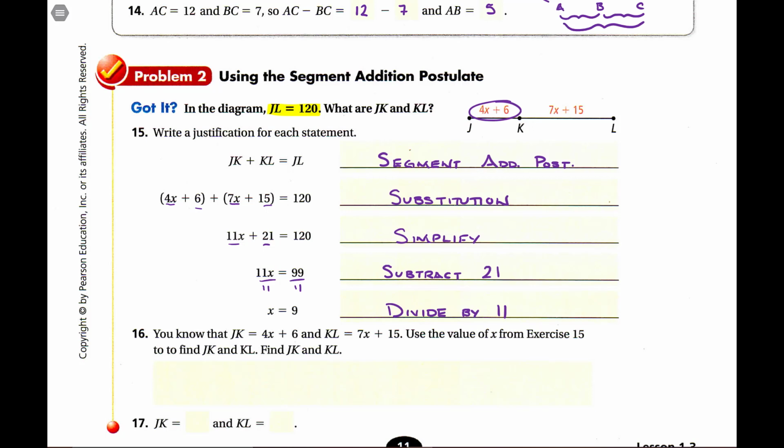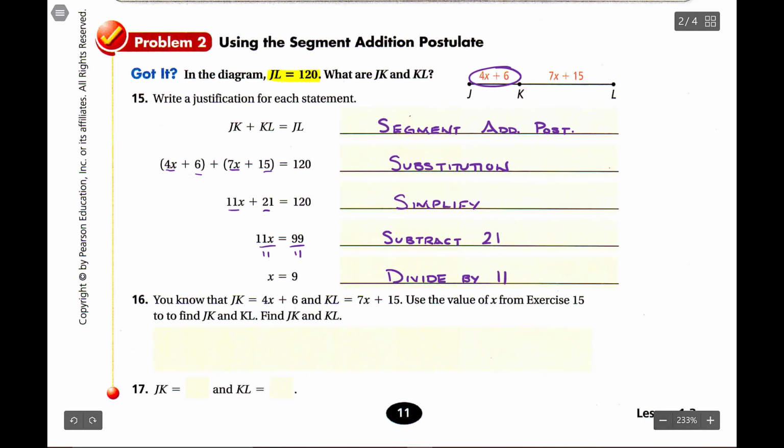Now we have to go back and answer the main part of the question. It says, what are JK and KL? JK is represented by 4x plus 6. So I'll do JK in purple. So we have JK is equal to 4, and we're replacing x with 9 because that has been computed now. And 4 times 9 is 36. 36 plus 6 is 42.